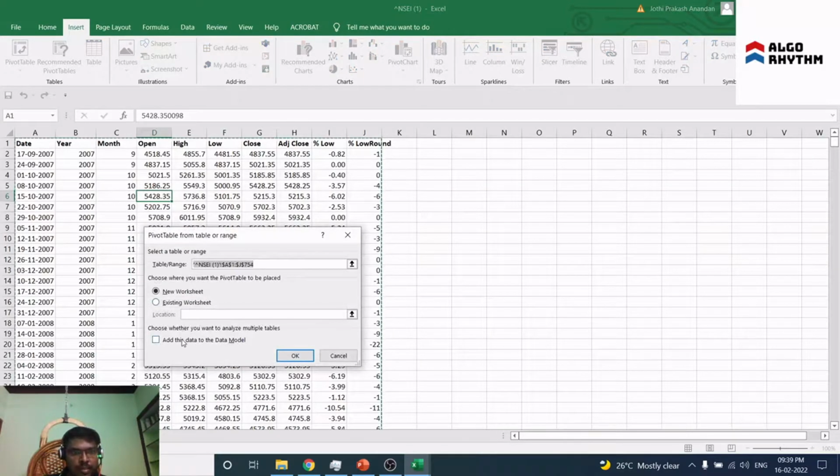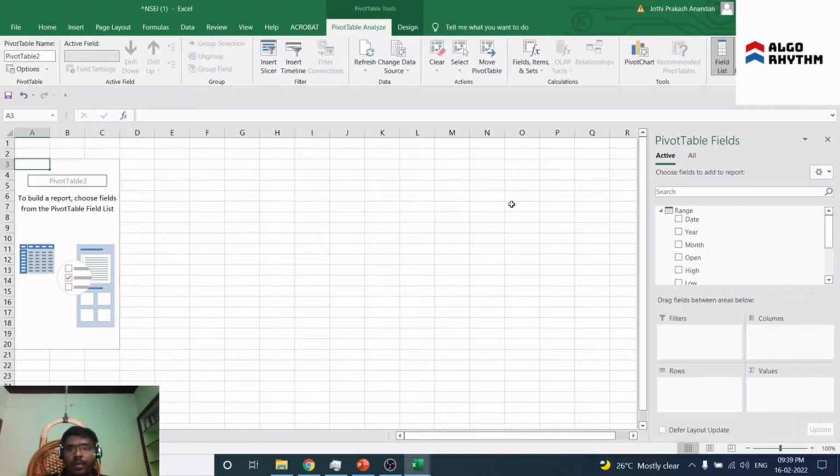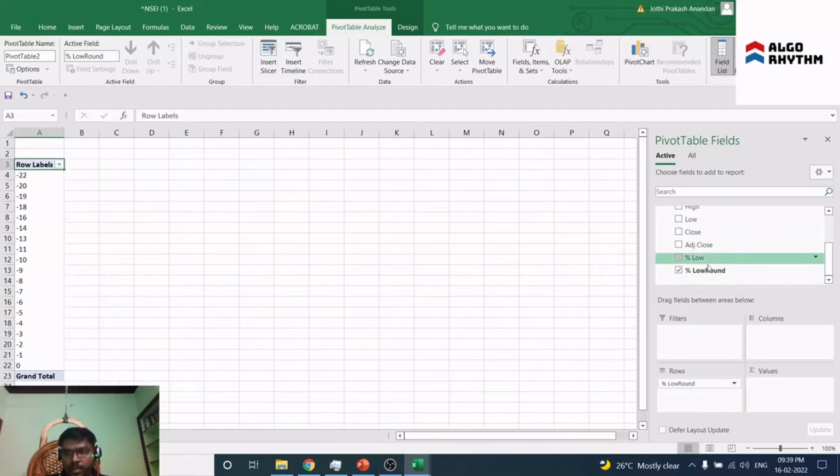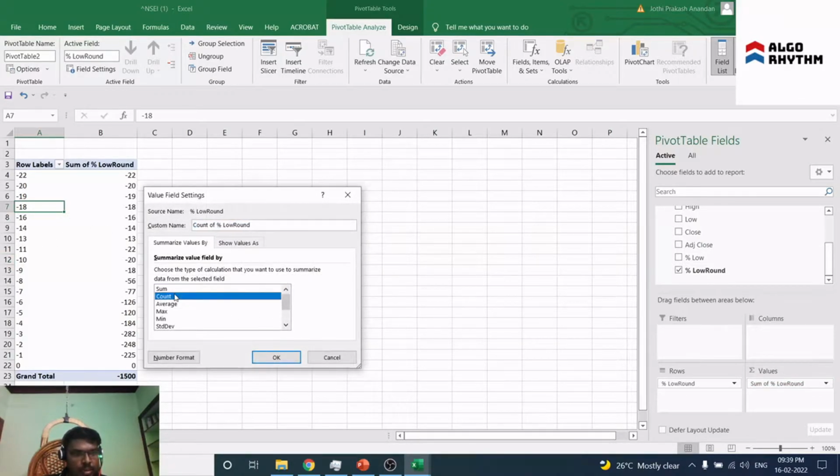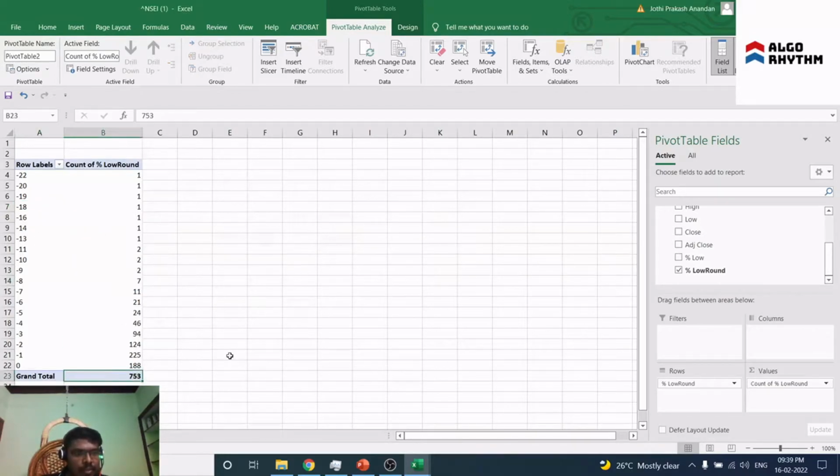Let's insert a pivot table over here. And once the pivot table is here, let us extract low round. Now you can see in the past how many times the market went down. It's in sum. Let's change it to count. Yes, 753 weeks. And out of the 753 weeks, how many times did the market go down by 0 or less than 0? That means in the negative territory.